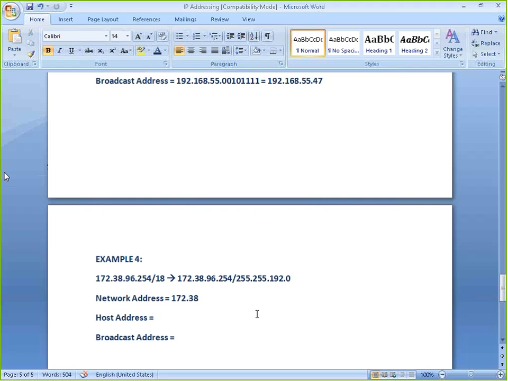Now let's talk about the third octet. If I want to calculate that, we'll have to represent 96. So 96 can be represented in this format: 0, 1, 1, 0, 0, 0, 0, 0. That is what 96 is.